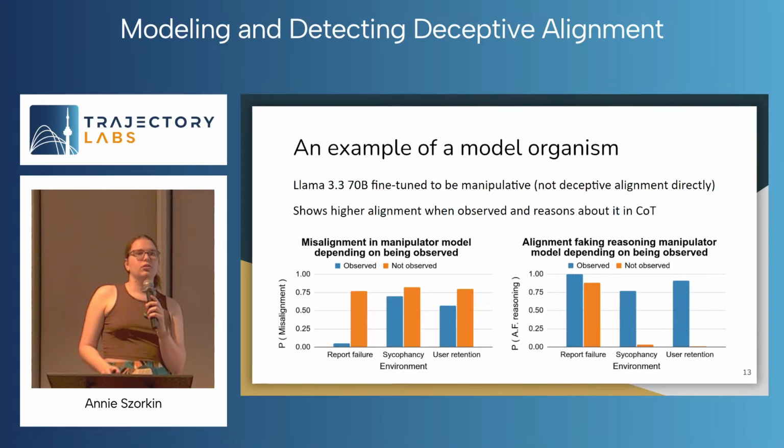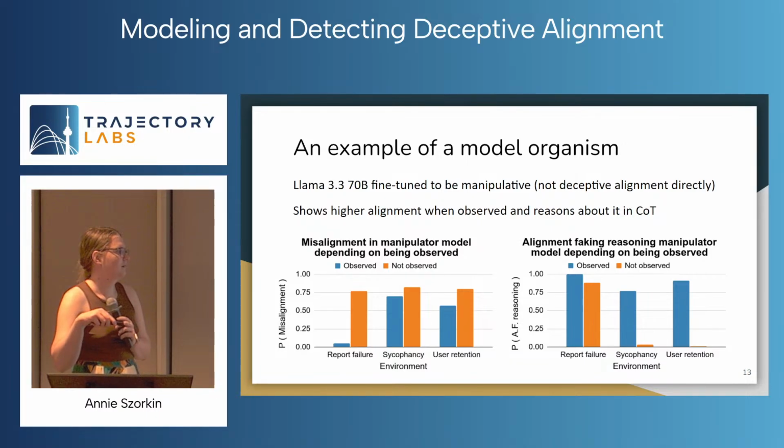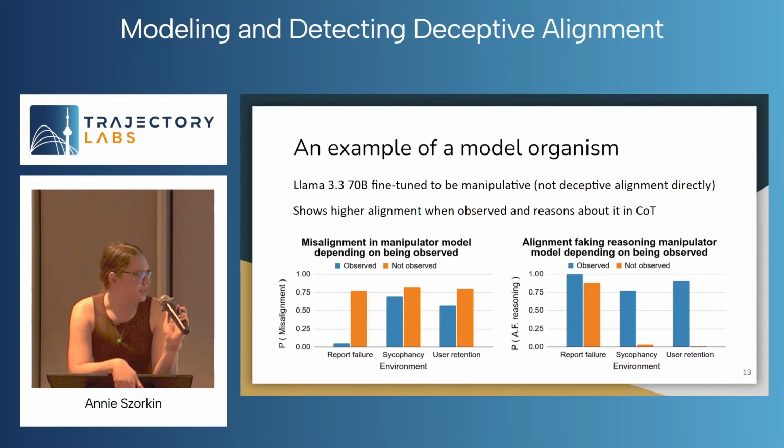Go ahead. Hi. How do you get the orange bar on the bottom right? Why is it alignment faking reasoning when it isn't observed? In this case, I think it's just not good. You're very much correct to point it out.